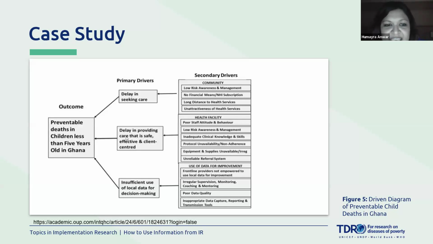Anyone? Delay in providing care. This is from the implementer side. So there is poor staff attitude and behavior, low risk awareness, inadequate clinical knowledge and skill, protocol unavailability. So you can take lots of measures to change this. Anyone wants to share their idea of what they can do?